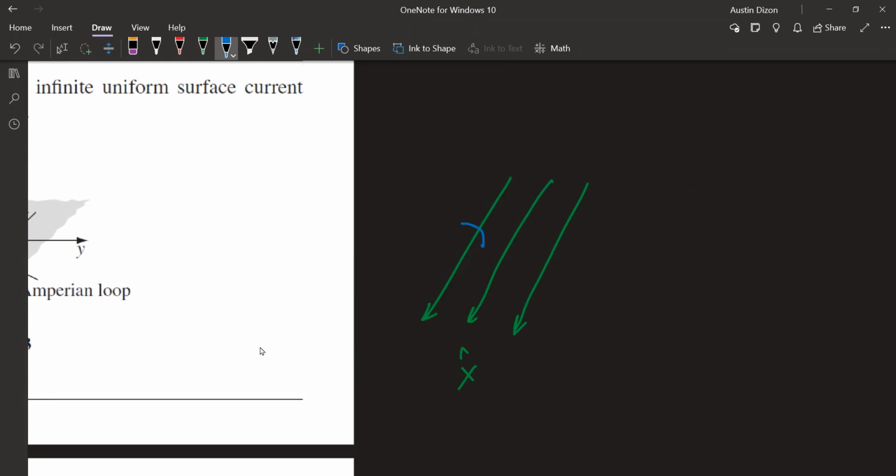So, tama. Okay. Right-hand rule lang. Imagine natin, kunwari may tatlo ka lang. Okay. Tingnan maigi, tingnan maigi. Okay, nagtatanong ako.